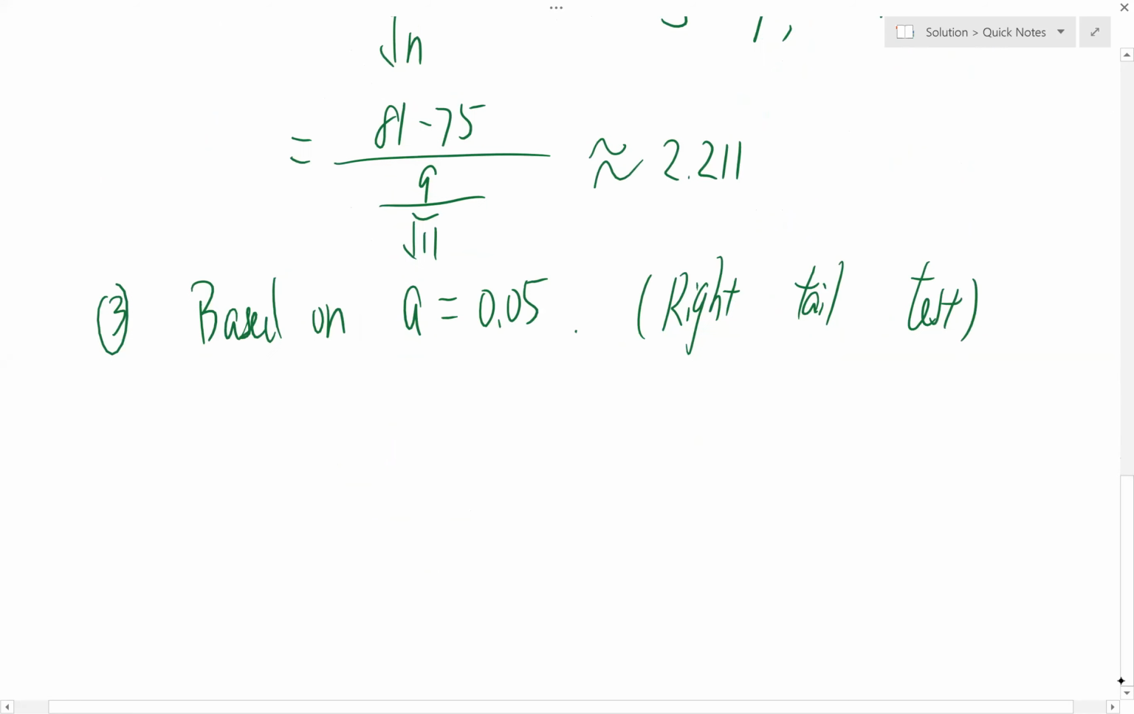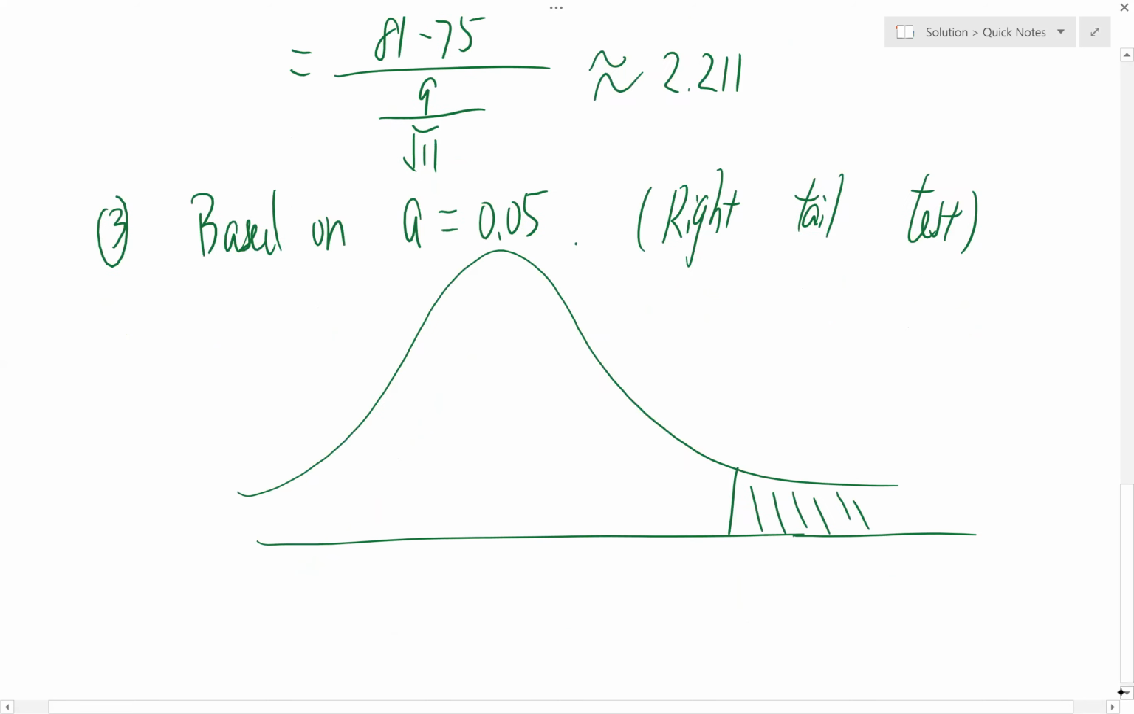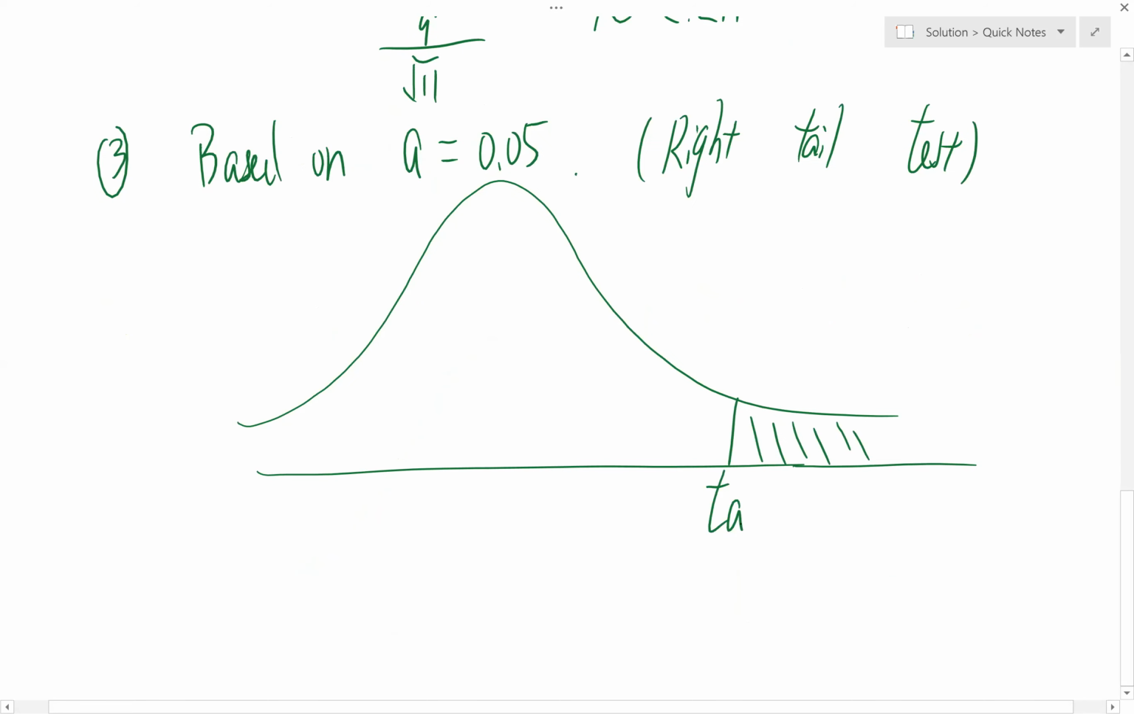Okay, so if you draw the identical bell curve, then the right tail is right here, right? So this is what we call a rejection region. And t alpha should be here. So all the significance level is concentrated on the right tail, 0.05 here. And this is what we call the rejection region.